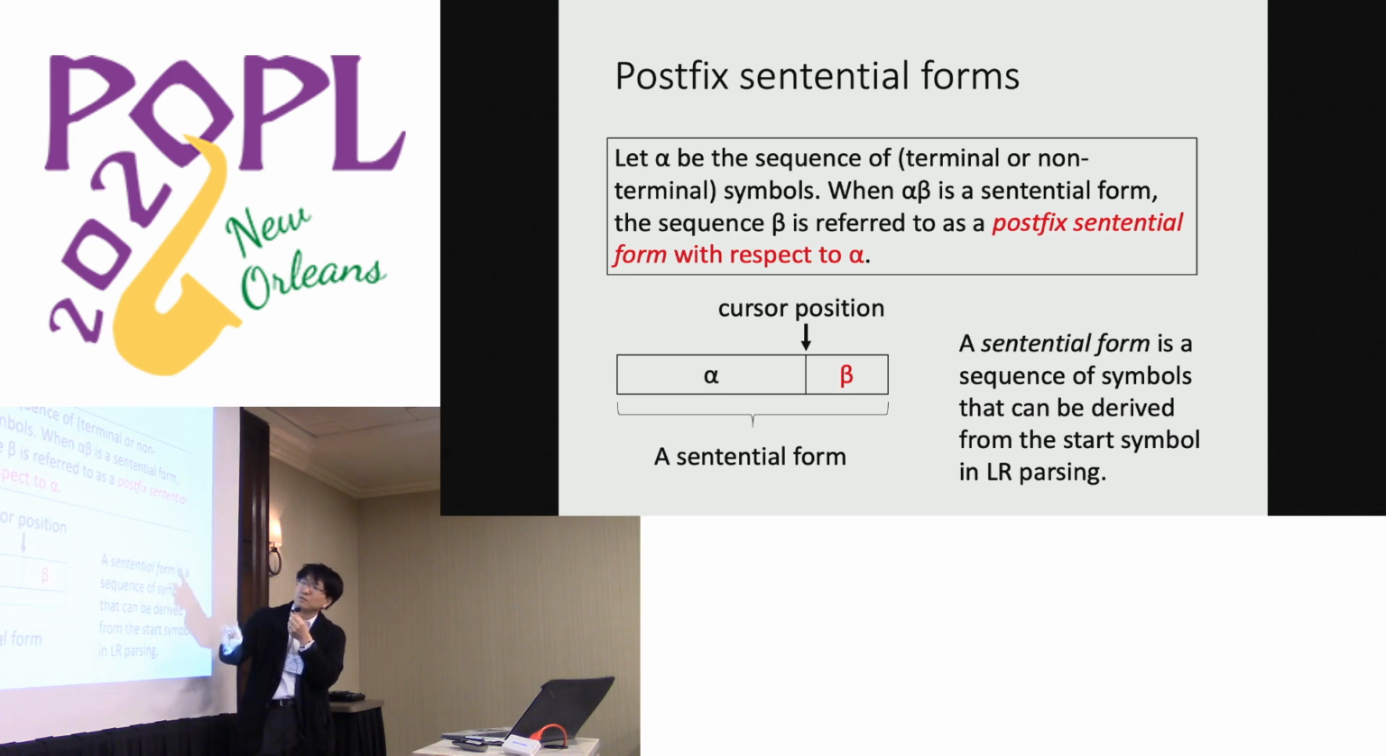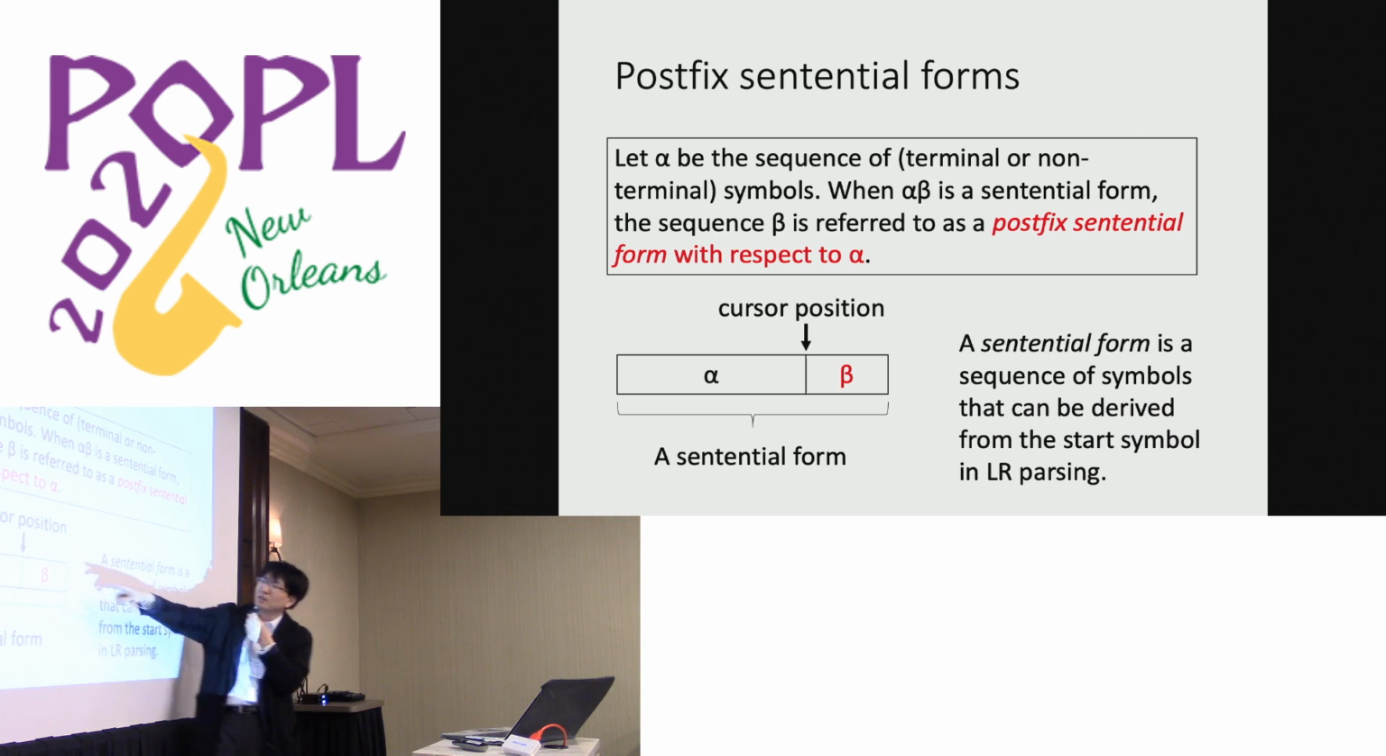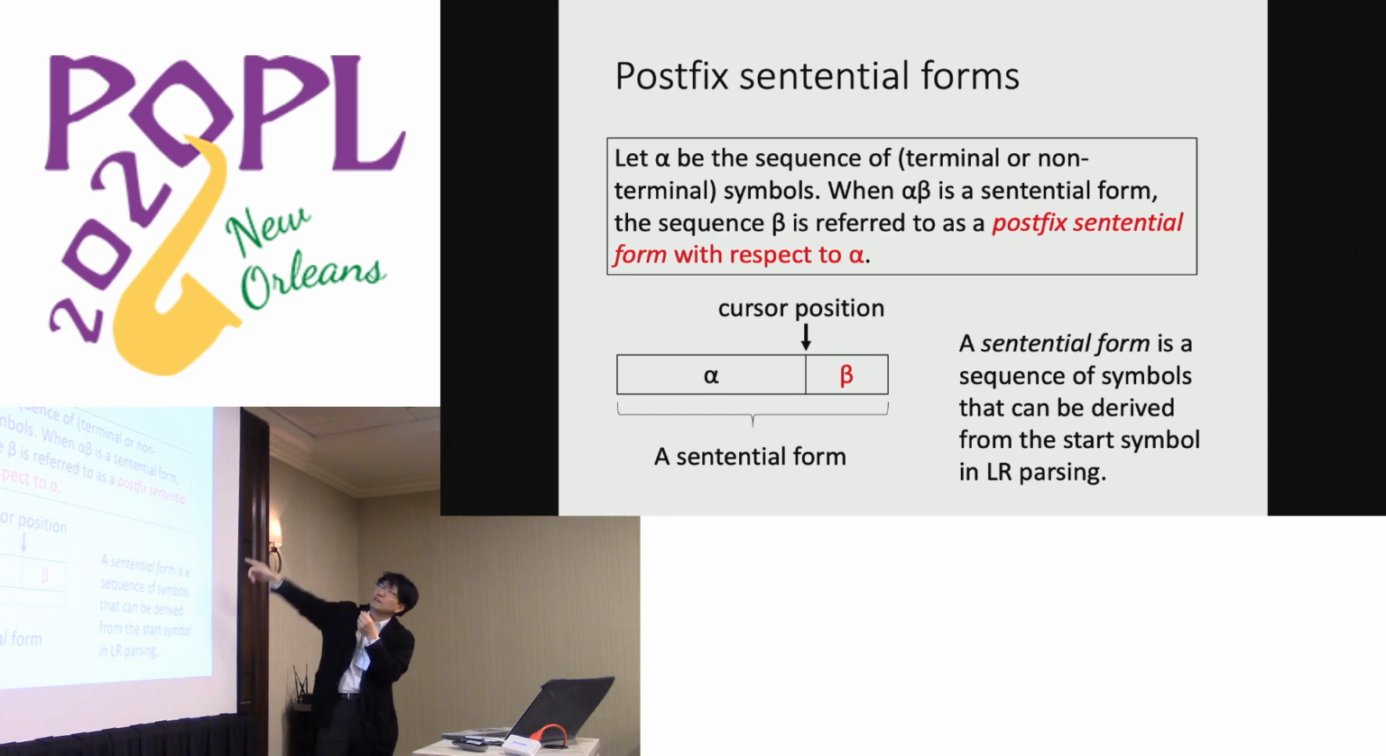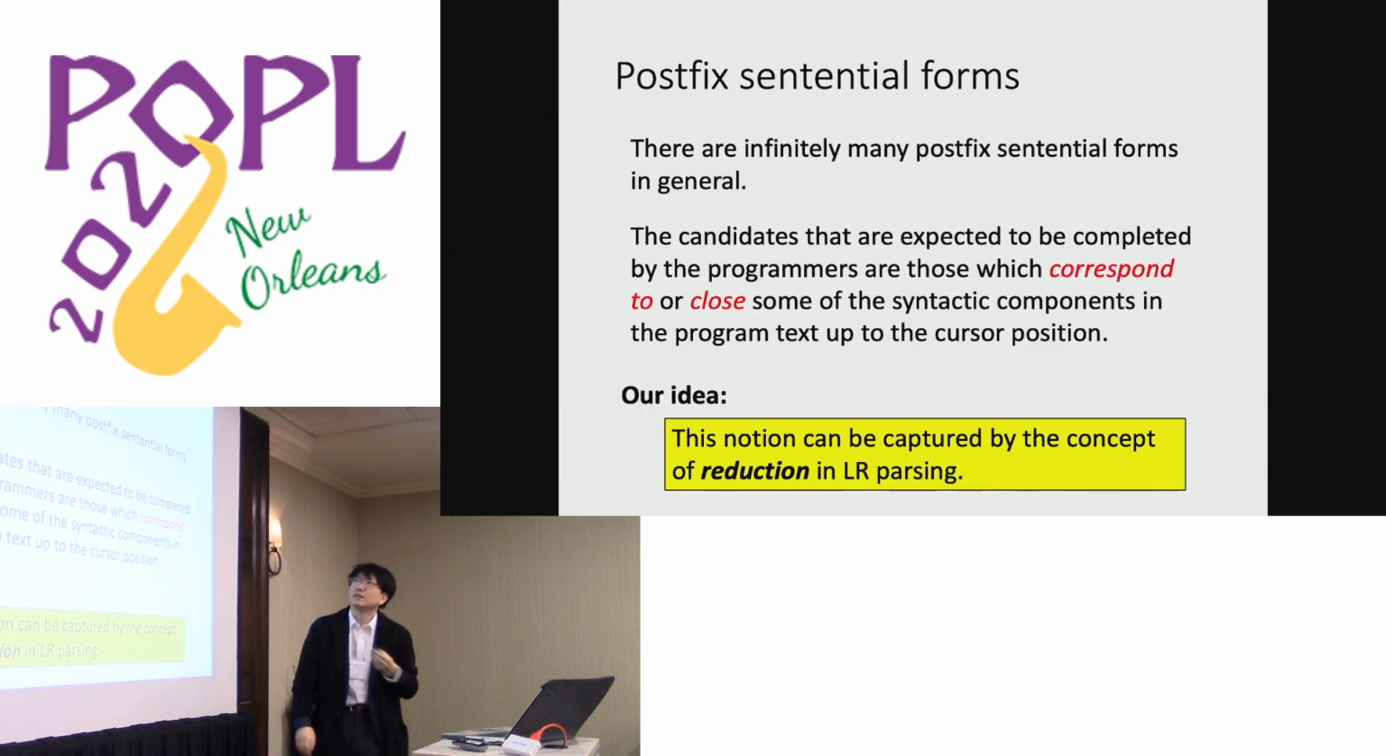In this case, alpha and beta together form a sentential form. Then this is the definition. So alpha is the sequence of symbols. And when alpha beta is a sentential form, then we refer to this sequence beta as a postfix sentential form with respect to the sequence alpha. But there are infinitely many postfix sentential forms for alpha in general.